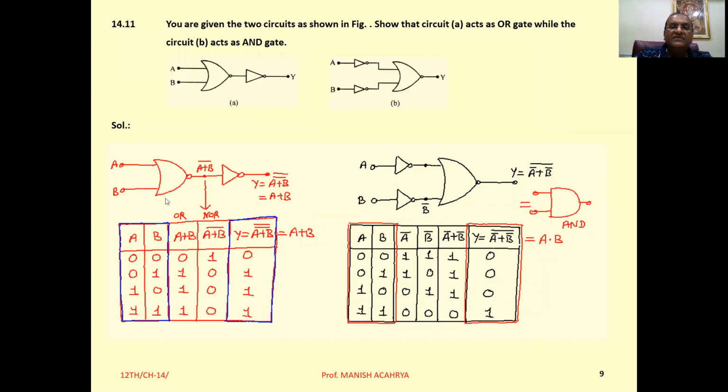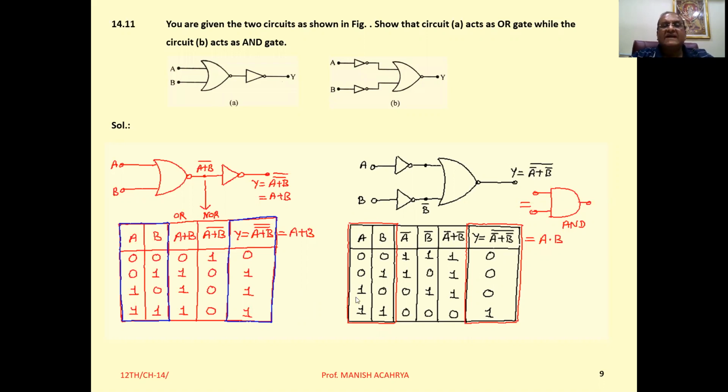Now actual circuit, we consider A, B inputs and Y output. So see, 0 0, output 0. 0 1, output 1. 1 0, output 1. 1 1, output 1. It implies that when all the inputs are absent, then and only then the output is absent. In any other case, we are getting output. It implies that either A or B or both the inputs are present, we are getting output. So this is the working of OR gate. Clear?